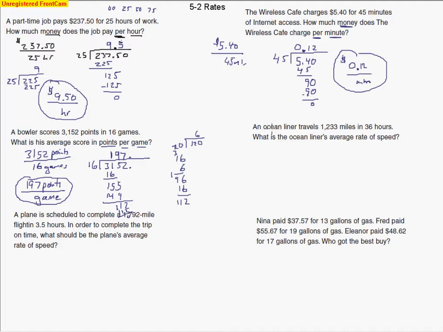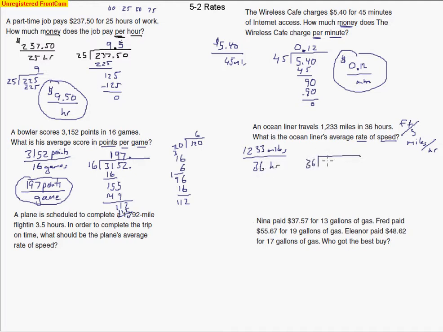Anyhow, it says an ocean liner travels 1,233 miles in 36 hours. What is the average rate of speed? Okay, they've changed the words on us. We don't have per. Well, rate of speed means like feet per second or miles per hour. And so it's a distance over time is what a rate of speed is. So what we're going to end up doing is take the amount of distance, 1,233 miles, and put that over 36 hours.